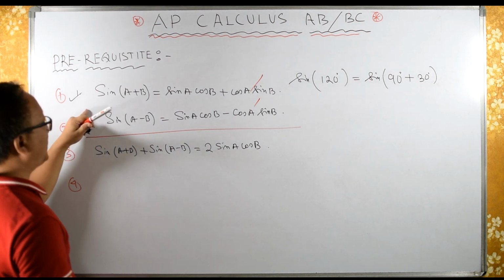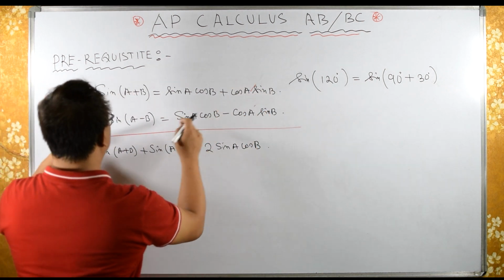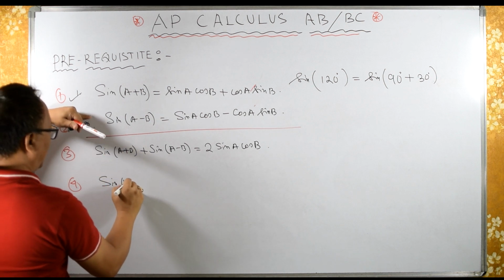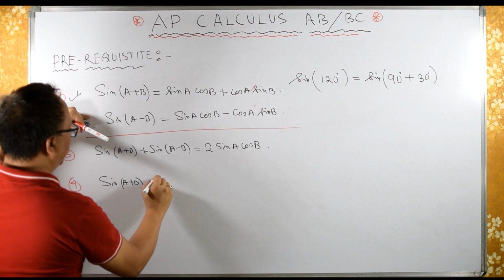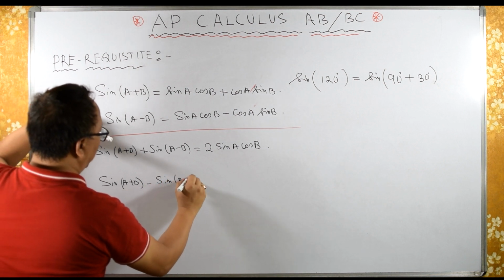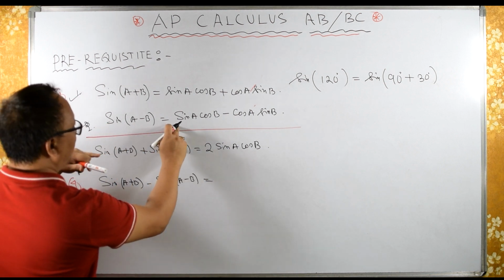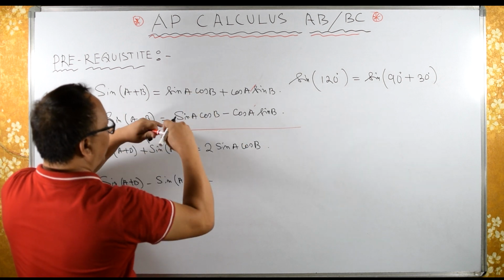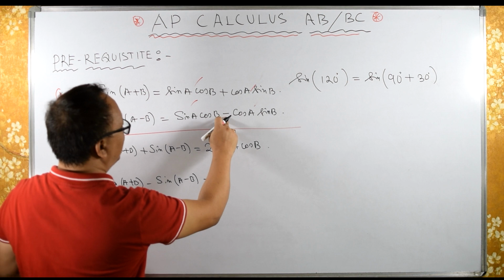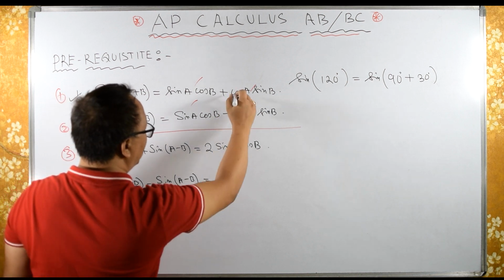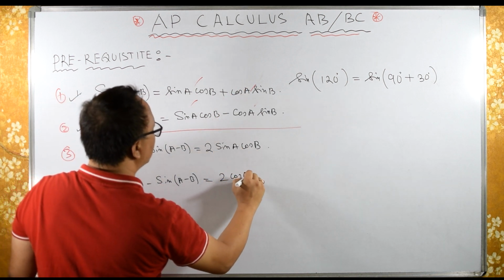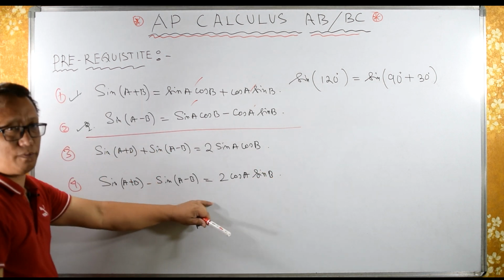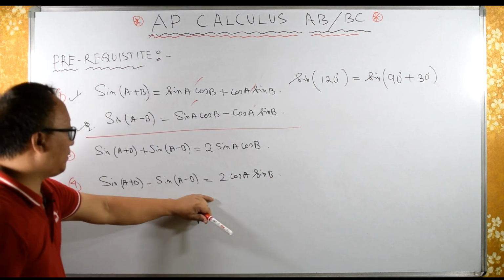Now if I subtract these two, it means if I give minus over here, then sine of a plus b minus sine of a minus b is equal to, if I give minus over here, then this and this get cancelled. Here minus becomes plus, and we get twice cos a sine b. This is another formula.